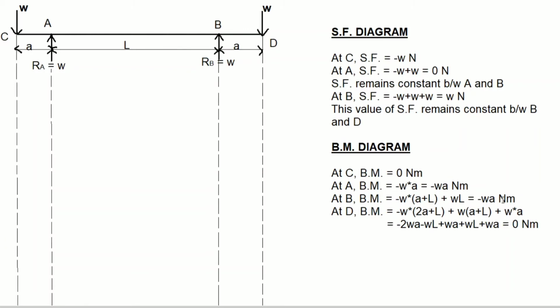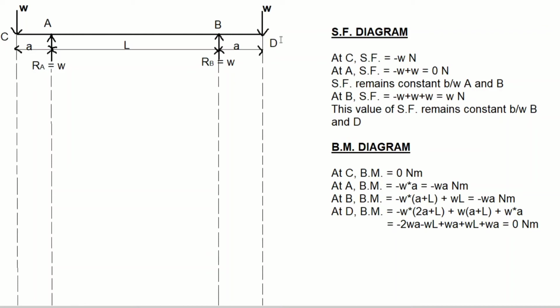So from these two values, we can see that the bending moment is constant between the points A and B, right? Now let us find out the value of bending moment at this end D. So bending moment will be equal to minus W into A plus L plus A. That is 2A plus L plus W into L plus A plus W into A.